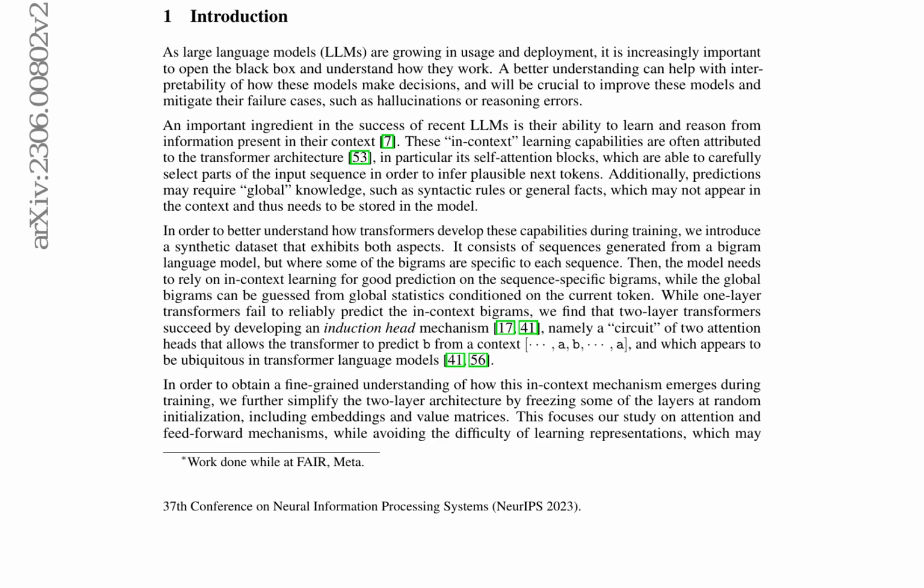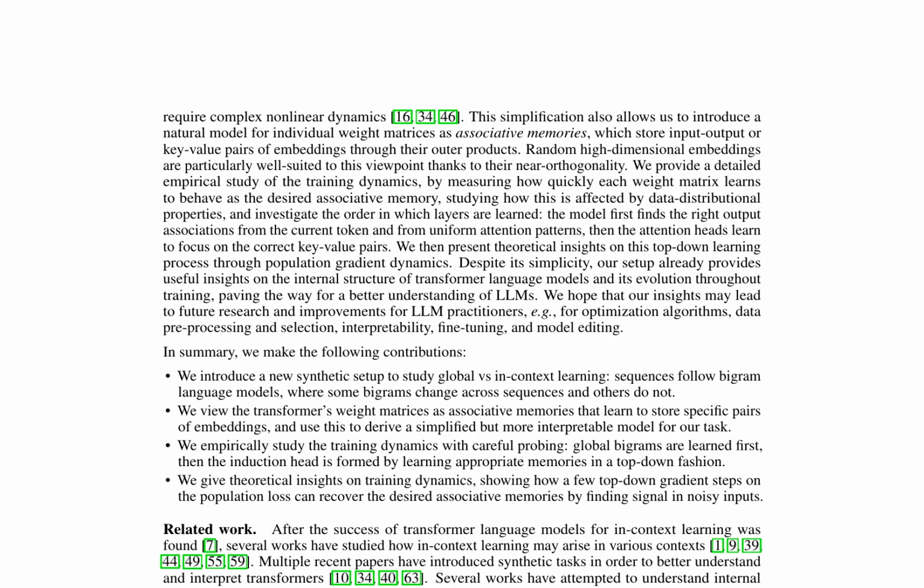They find that the model first learns global bigrams and then develops an induction head mechanism for in-context bigrams, which appears to be ubiquitous in transformer language models. Theoretical insights on the top-down learning process are provided through population gradient dynamics, showing how a few top-down gradient steps on the population loss can recover the desired associative memories by finding signal in noisy inputs.